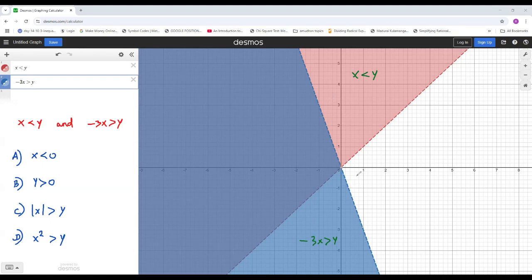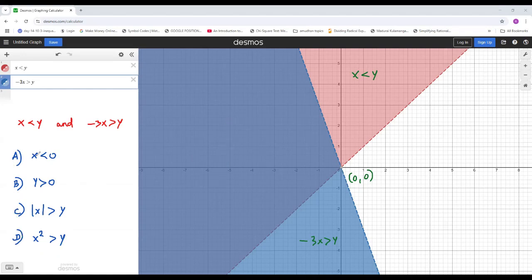Now let's consider the point of intersection of the two lines. That's over here, the origin, 0, 0. Since the point of intersection is on both the dotted lines, we cannot consider this point as a solution either. Because it's on both dotted lines, x equals 0, y equals 0 cannot be considered a solution for the given system of inequalities. Now we have to check the answer choices one by one with the common region we have over here.